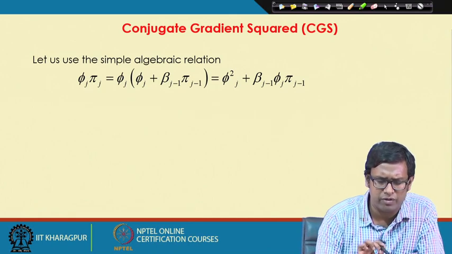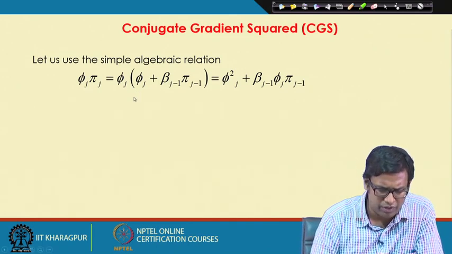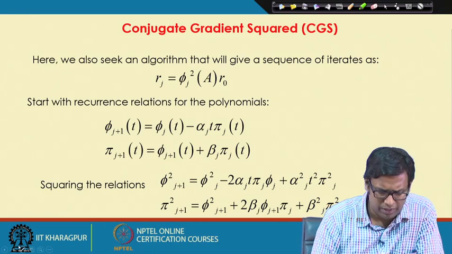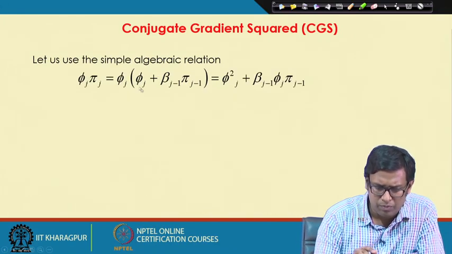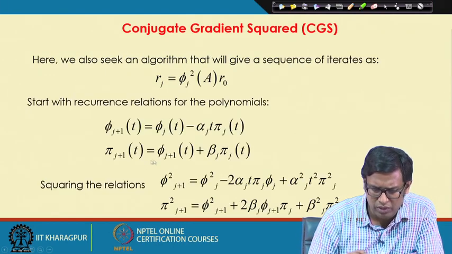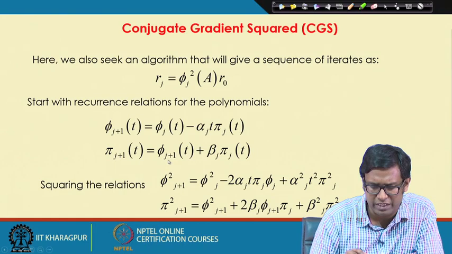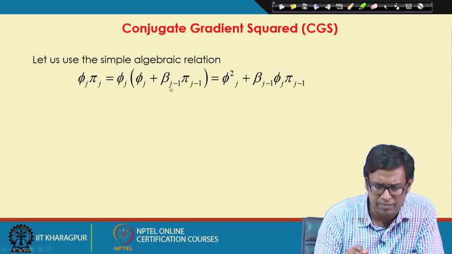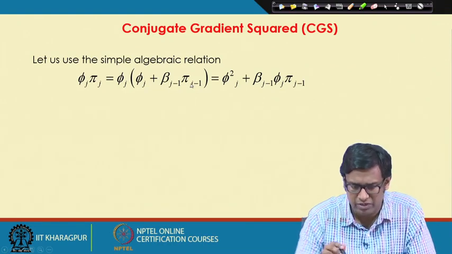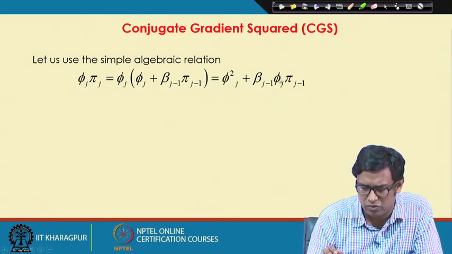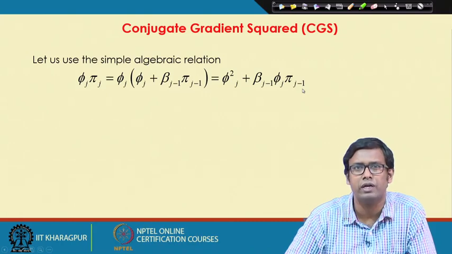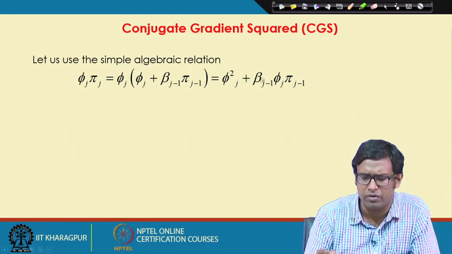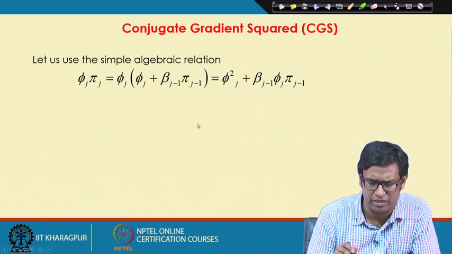Using a simple algebraic relation, we wrote pi j plus 1 is phi j plus 1 plus beta j pi j. So, pi j will be phi j plus beta j minus 1 pi j minus 1. So, phi j pi j is equal to phi j square plus beta j minus 1 phi j pi j minus 1. So, in case we already know pi j, we already know phi j, and we know the last iteration's value, we should be able to find out phi j pi j.